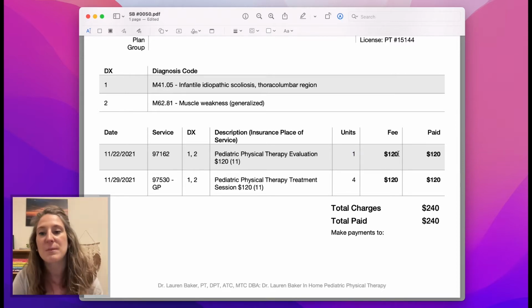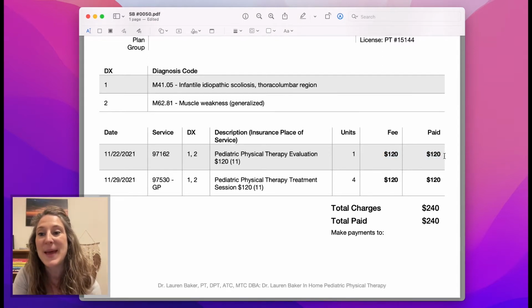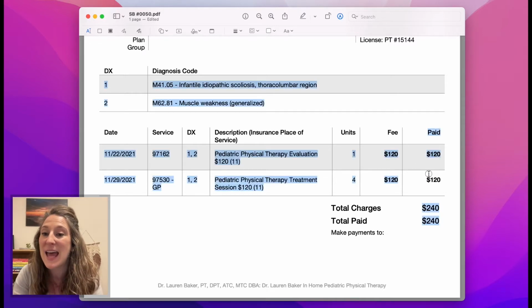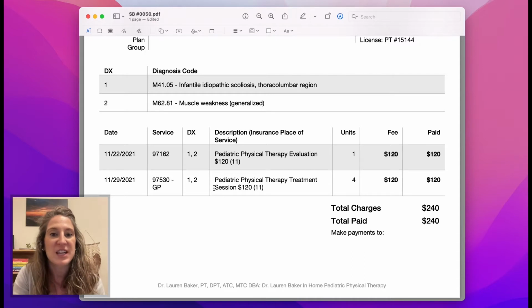The fee for my evaluations as well as 60-minute treatment sessions are both going to be $120. For other providers, they may have different rates. So in this case, it is $120, and then it also shows that they are paid. Superbills may not have a paid column. If they do not have a paid column, you will need an additional statement or receipt that shows that you paid for those services in order to get reimbursed.